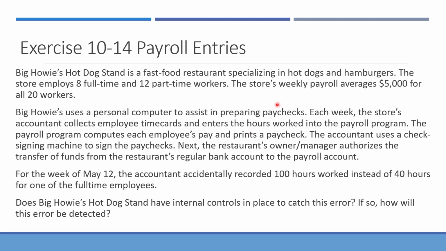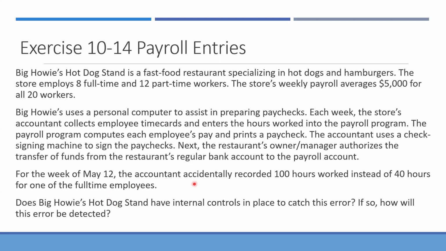So this particular hot dog stand is a fast food restaurant specializing in hot dogs and hamburgers. They have 8 full-time, 12 part-time workers. The average payroll wages is 5,000 for all 20 workers. They have a PC that prepares the paychecks. They collect the time cards. The program computes the pay, prints a paycheck. The owner authorizes the funds to transfer.